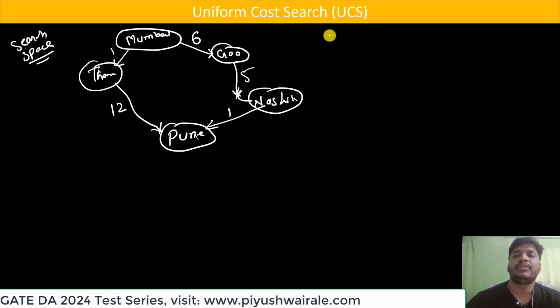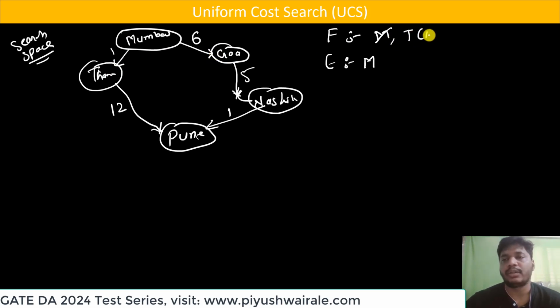The same method we'll consider, that is the frontier and the explored state. Now which one is the frontier? That is Mumbai first. Is Mumbai the destination or not? No, it is not Pune. So I am removing Mumbai and adding it to the explored list. From Mumbai I can go to Thane or I can go to Goa. We can add Thane at a cost of 1 and Goa at a cost of 6.